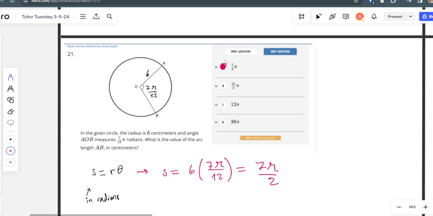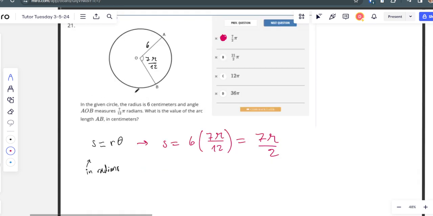If you didn't know that, you can also convert the radians into degrees if it's easier for you. So you could multiply by 180 degrees over pi. That would cancel out the radians and turn this into degrees.